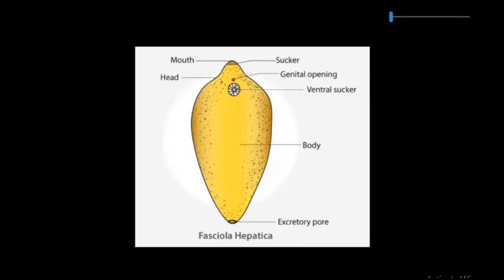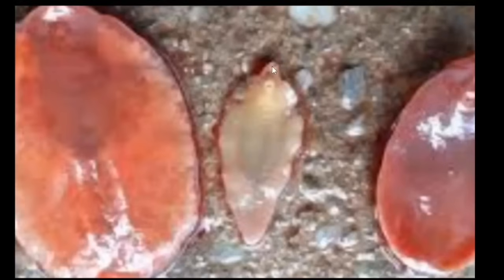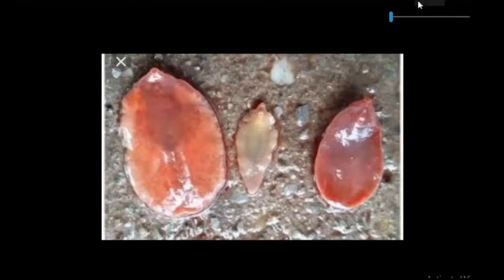Let's see other pictures. We can see the organism itself and how it looks. This is the mouth part here, and this is the genital part that we made mention of earlier on.